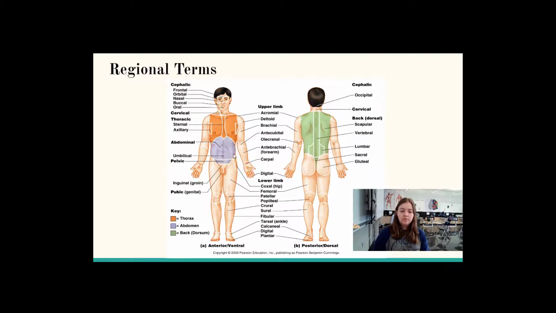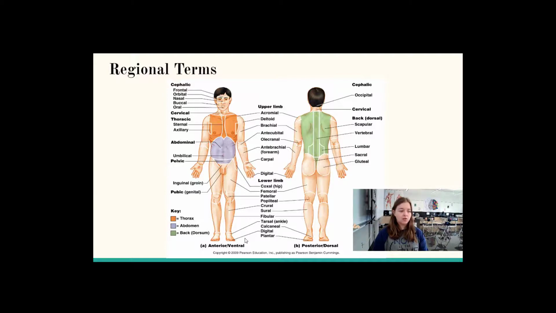For your lower limbs, your outside or most lateral part of your hip is called the coxal area. Your upper leg is called the femoral area. Your knee is the patellar area, and your knee pit, or posterior to your patella, is going to be your popliteal region. The anterior or shin bone side of your leg is called the crural region, and where your calf is is called the sural region. Laterally to the crural and sural region is your fibular region.